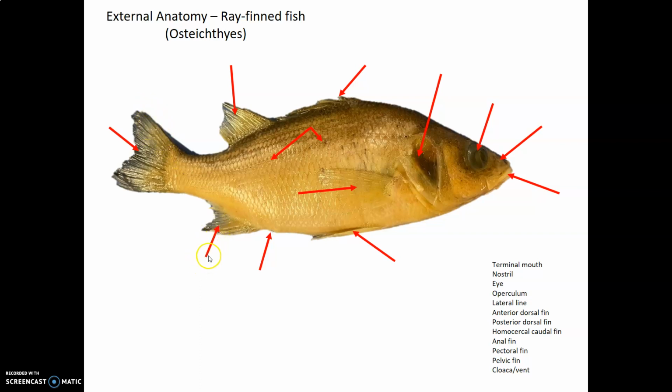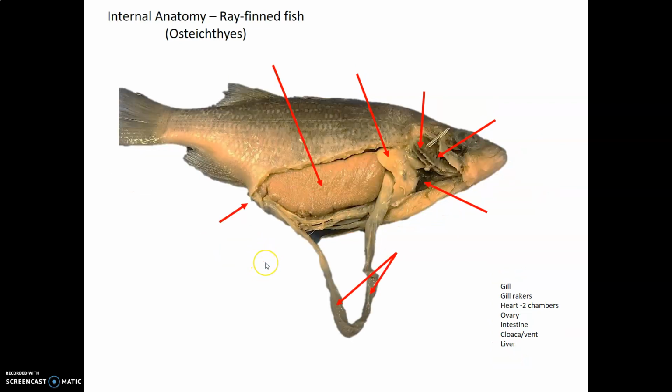The anal fin, located on the ventral side here, the pectoral fin, and the other paired pelvic fin form the pectoral and pelvic girdles. And then the last structure that we can see on the external anatomy is the opening to the digestive and urogenital system, known as the cloaca, also known as the vent.